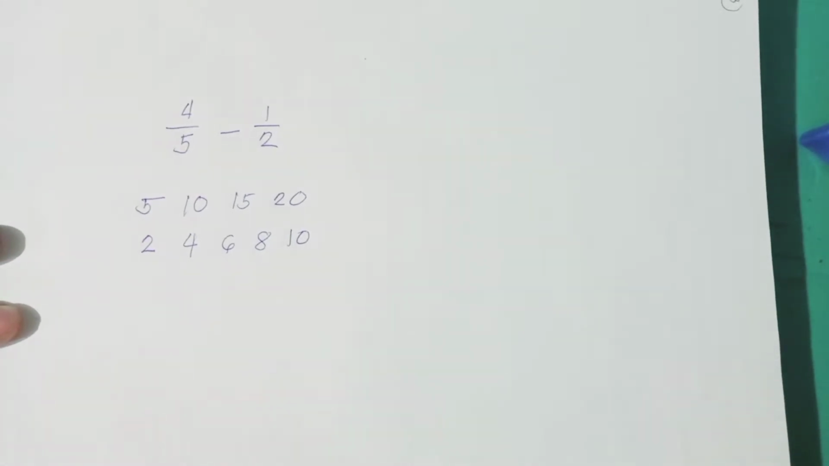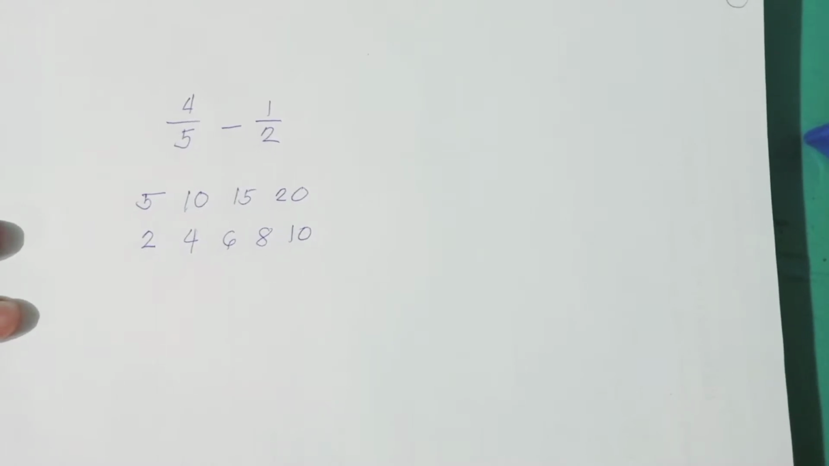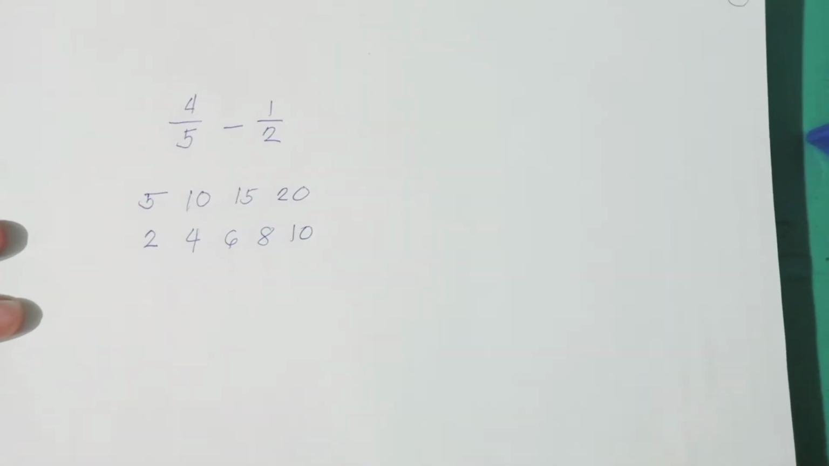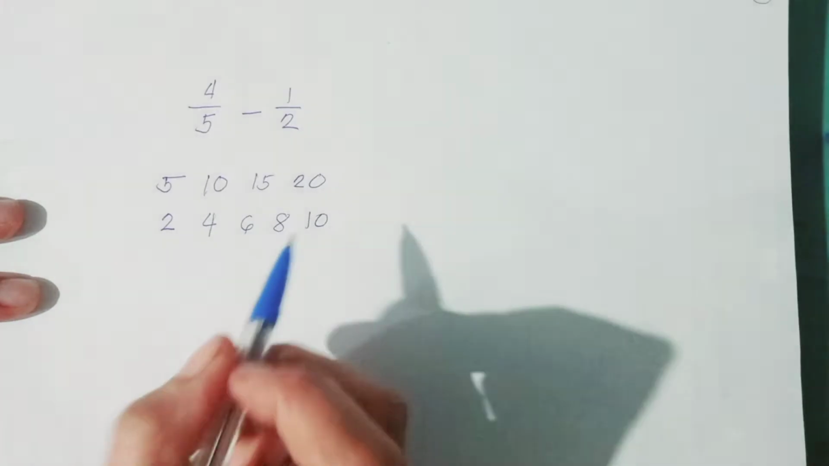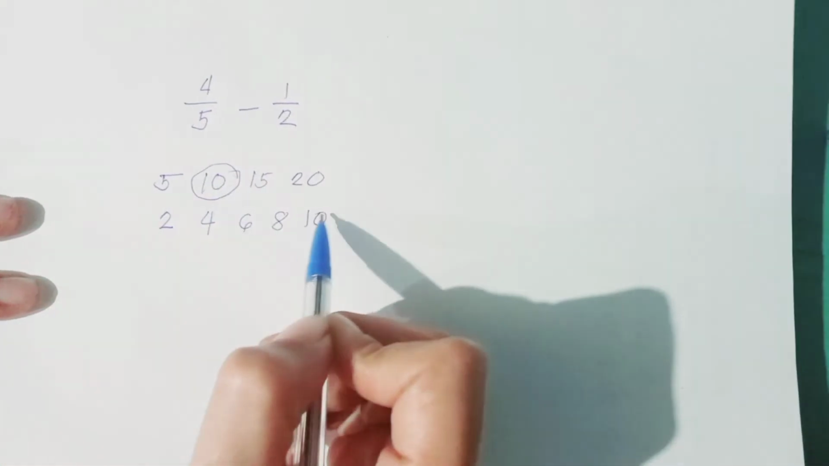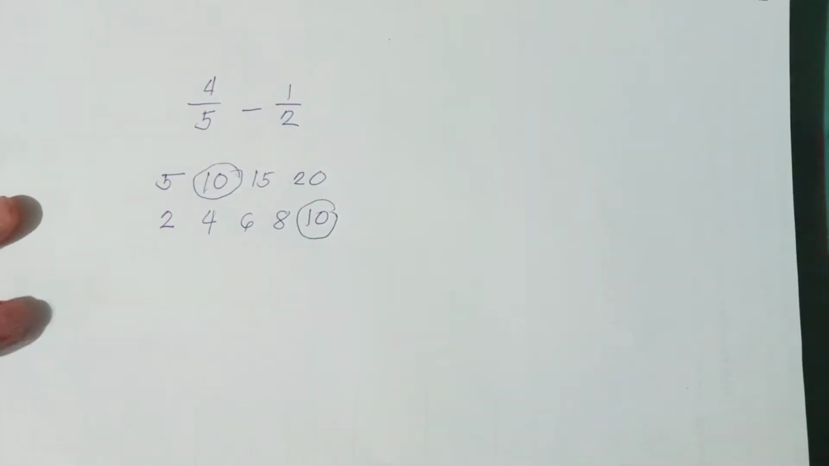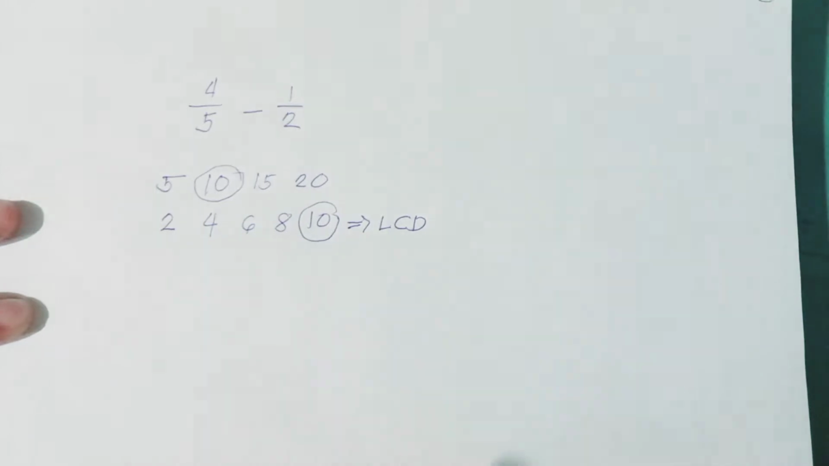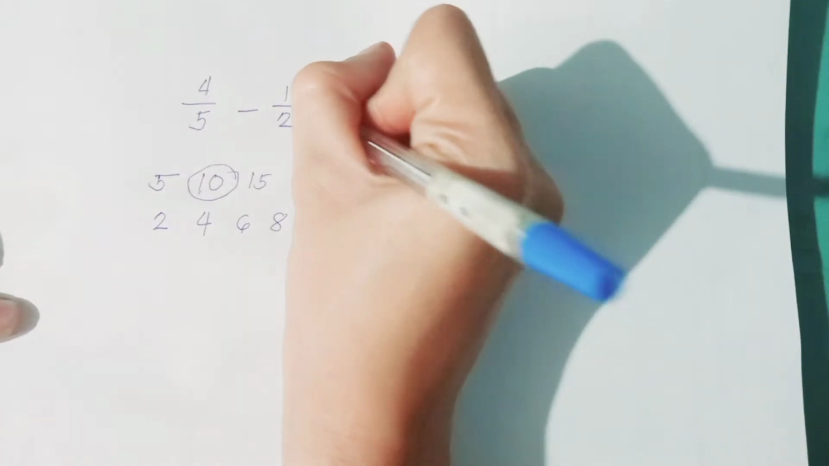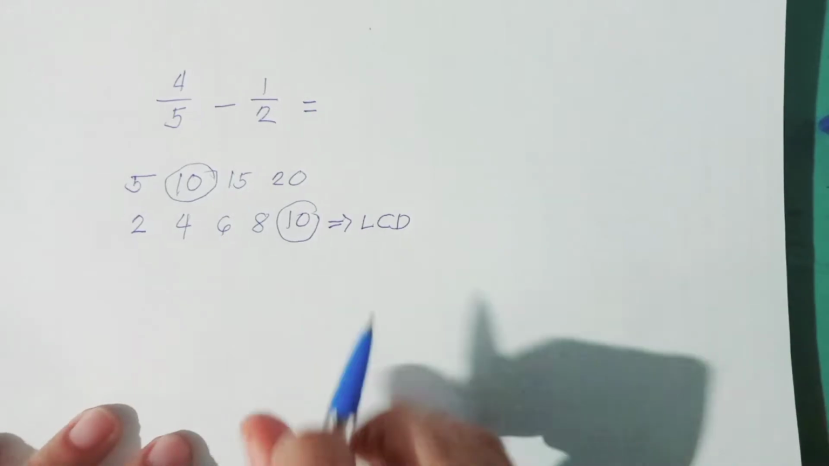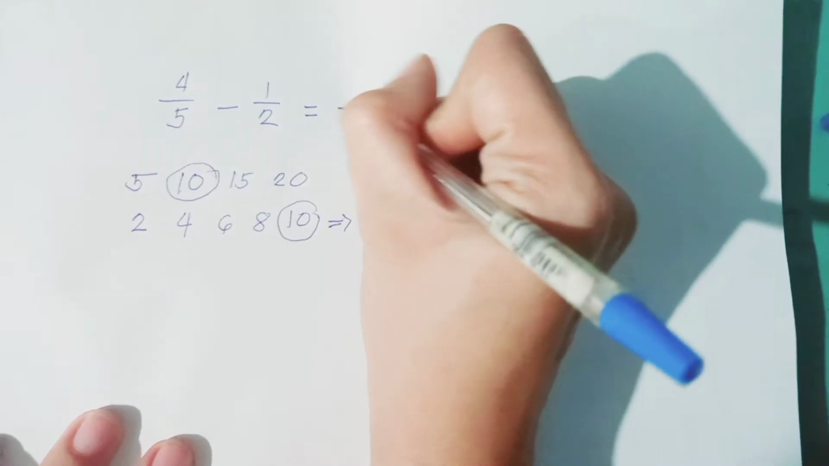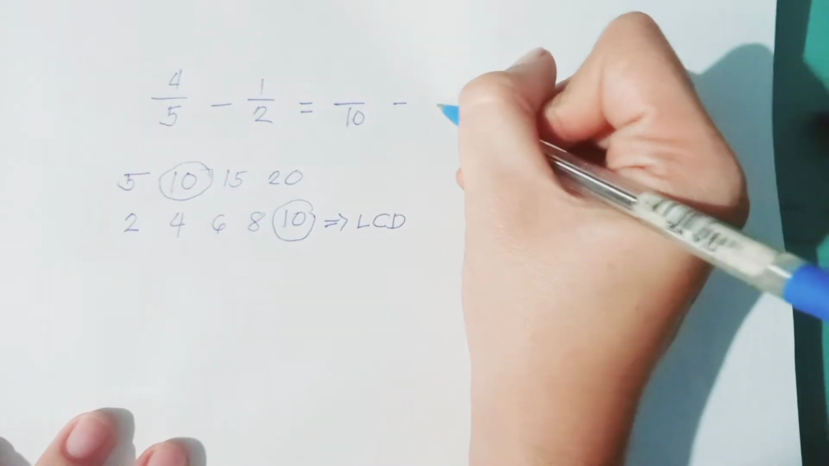Now, look at your list. Look for the least number that is common among the two denominators. The number that is common is 10. So this 10 will be our LCD. Now we will proceed. We will use this LCD as our new denominator. So we will put 10 there, copy the subtract sign, and then put 10.